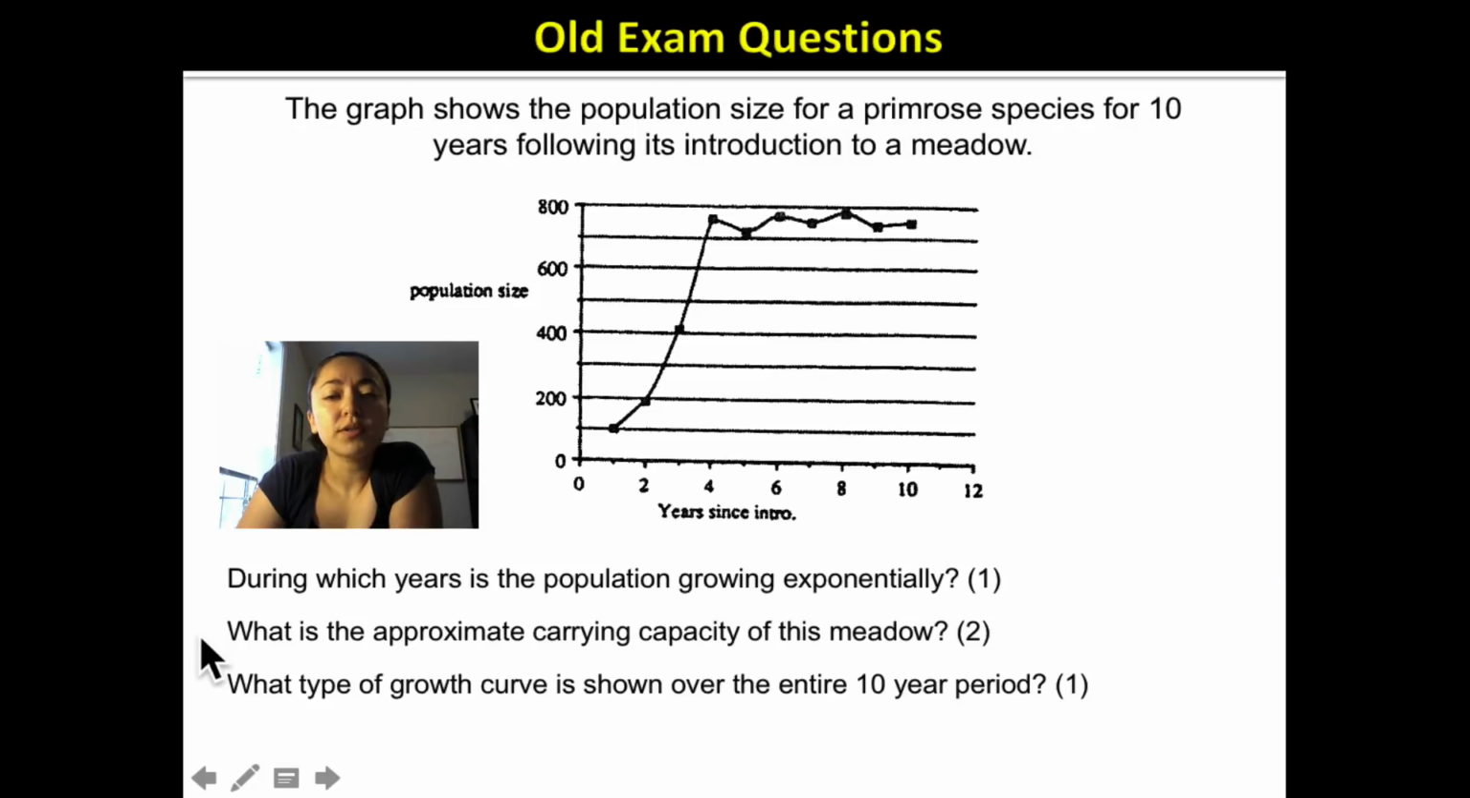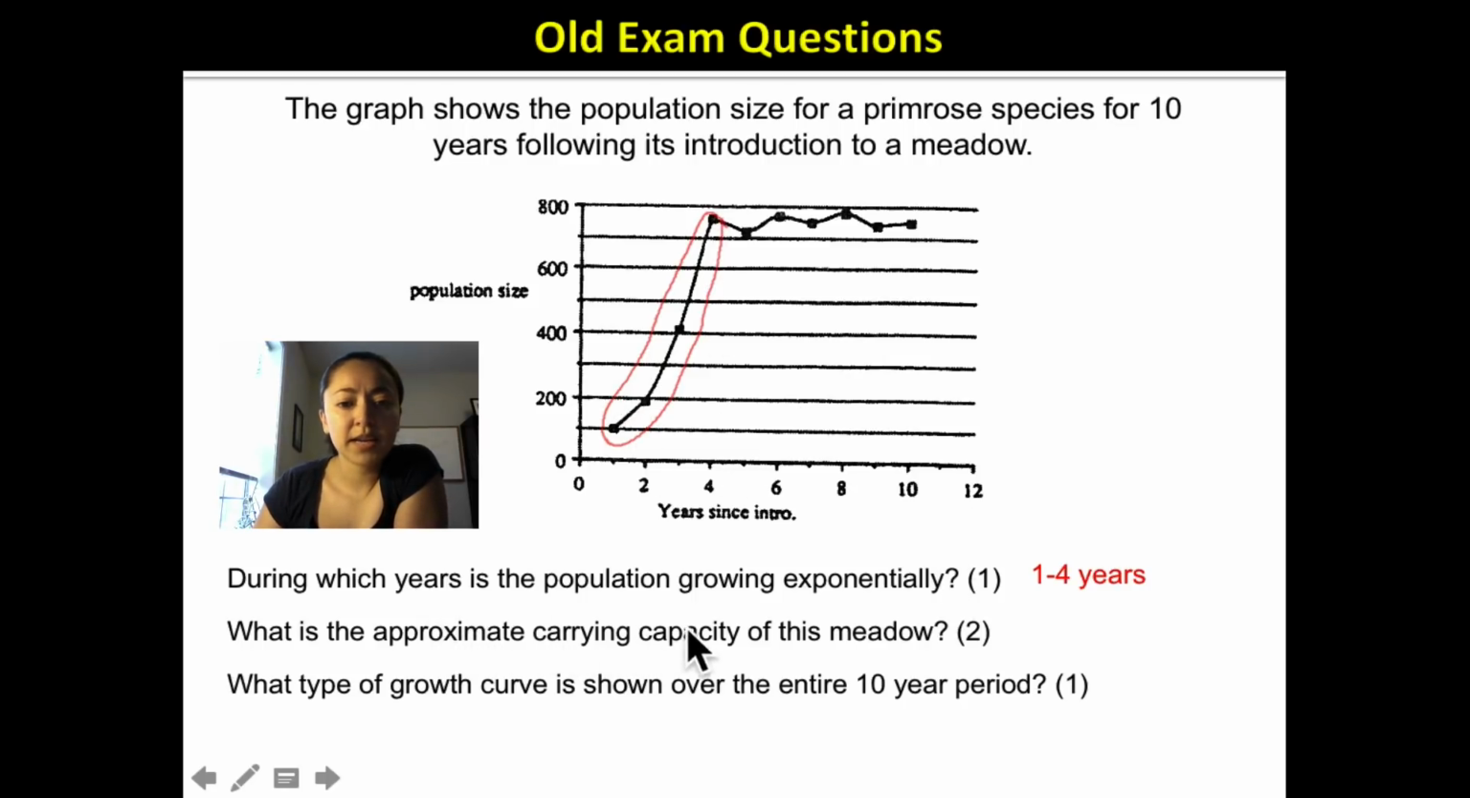The graph shows the population size for a primrose species for 10 years following its introduction to a meadow. During which years is the population growing exponentially? Well, our exponential growth is right here. So that's between 1 and 4 years.